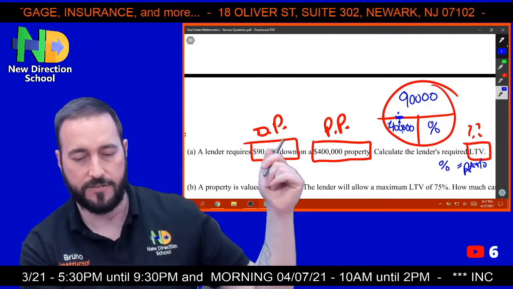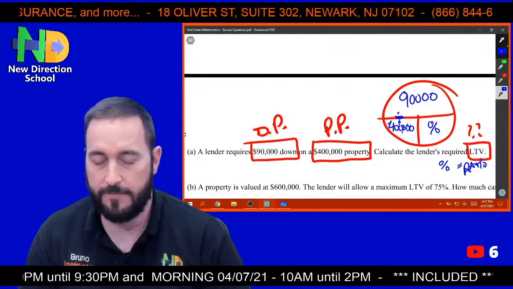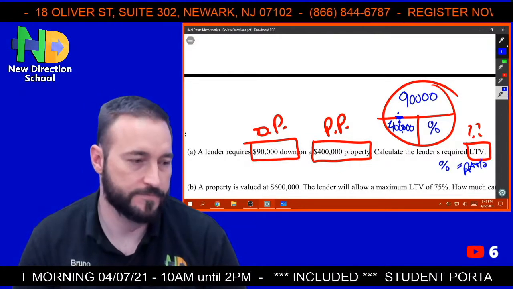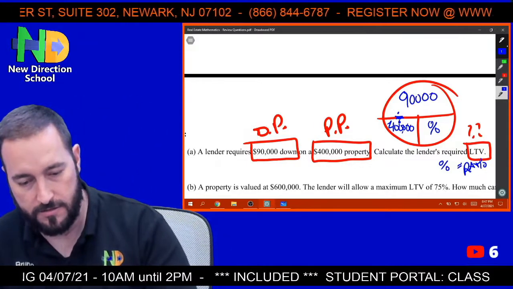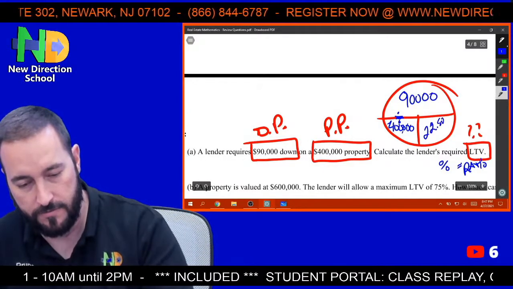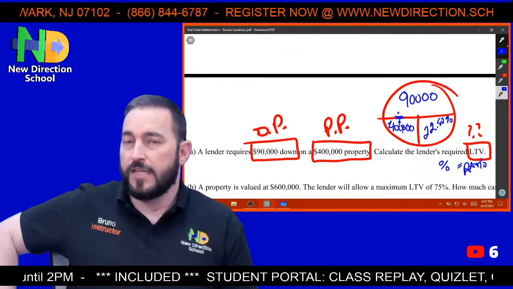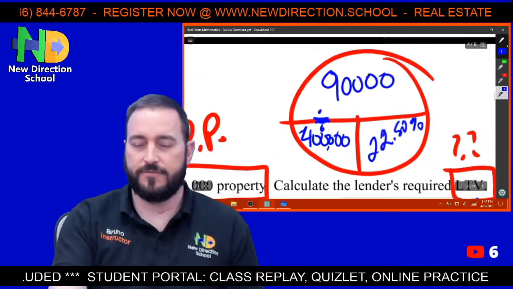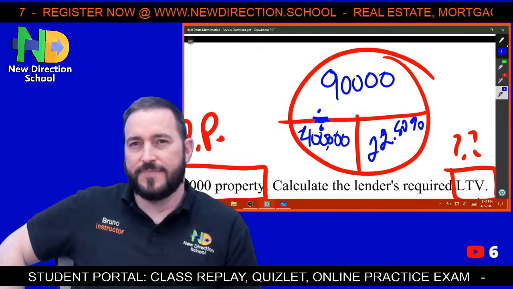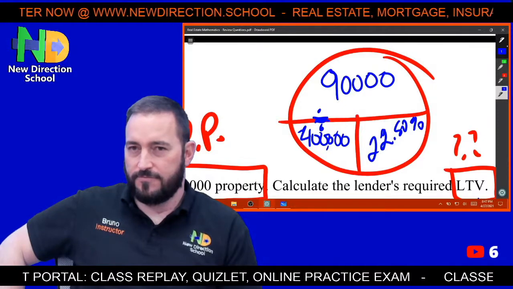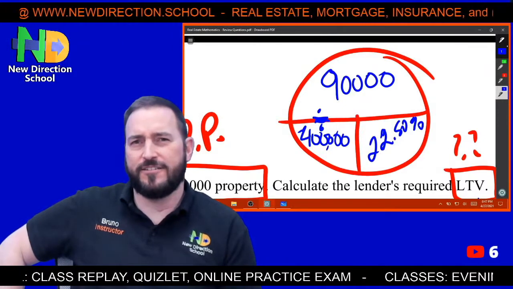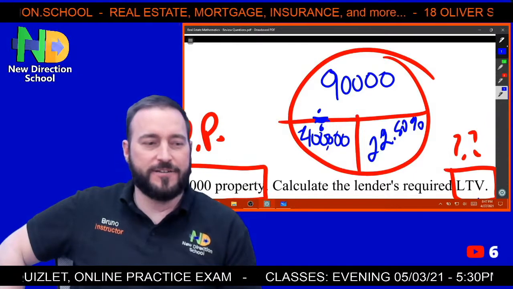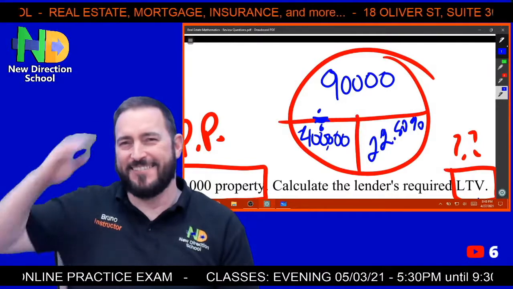All right, so here, what do we have? 90,000 divided by 400,000. What was the answer for this LTV? What was the loan to value? 22.5%. So the borrower needed to come up with 22%, right? Is that right? No. What is 22.5? Is that right? Is it wrong? Some people are shaking their heads. What is wrong here?